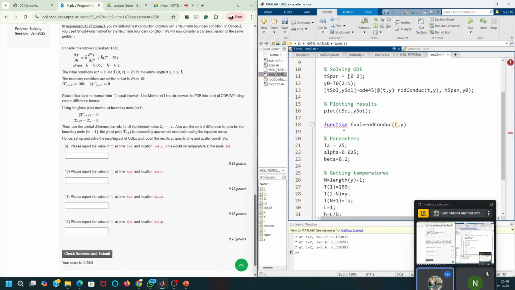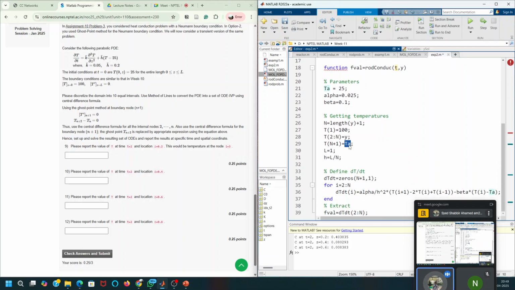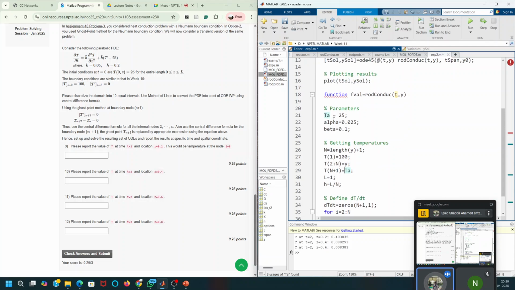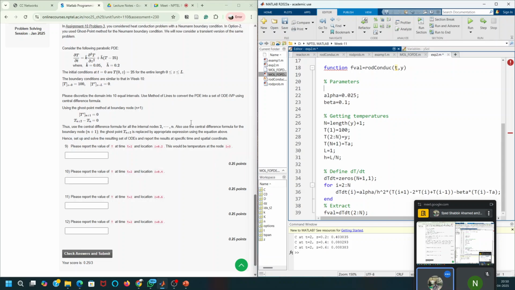And here, because this is not something I have got, TA is not known here. TA is not given, so I'll remove this. At the end point, what is the temperature? I don't know, I'll remove it, and I will apply the central difference scheme from 2 to n.